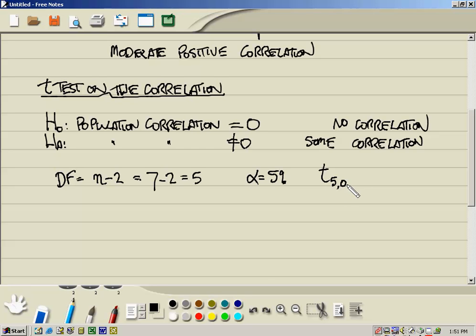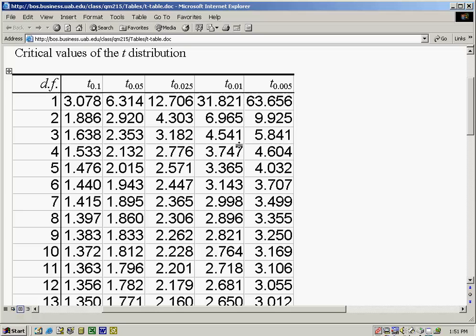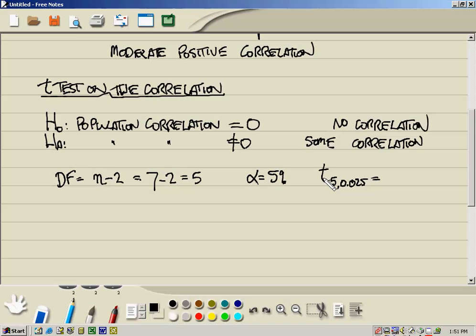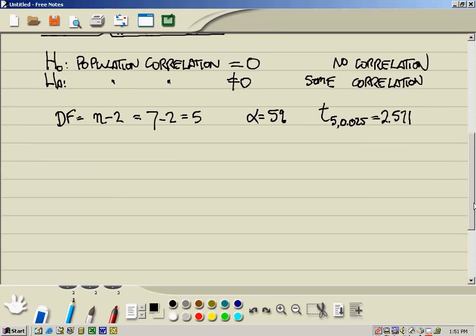We'll use the standard alpha of 5%, and so with the two-tailed test we'll need t with 5 degrees of freedom and 2.5% in the tail, and that result coming from the table, 5 and 2.5%, is 2.571. Alright, from there we can do a decision rule.